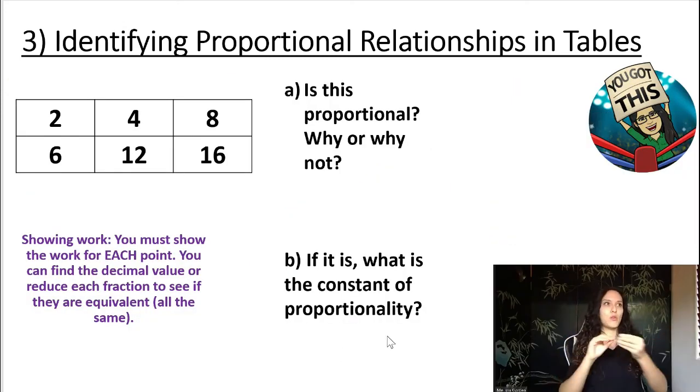All right, next one. Identifying proportional relationships in tables. So I'm going to pause right here and let you go ahead and try this and come back when you're done. Go ahead and press pause.